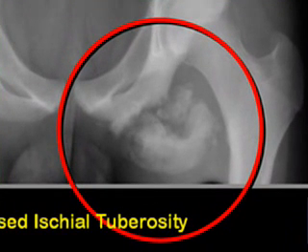This is an example of a healing fracture of the ischial tuberosity. You can see the marked periosteal reaction and callus formation and enlargement of the healing ischial tuberosity. This should never be mistaken for a bone tumor such as an osteosarcoma.